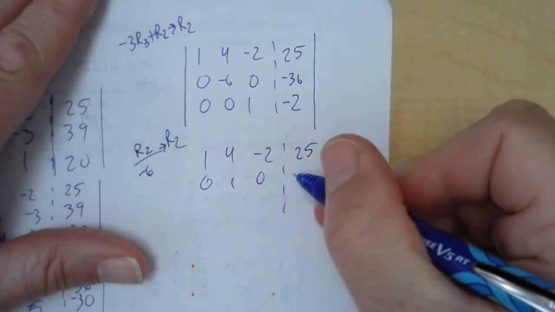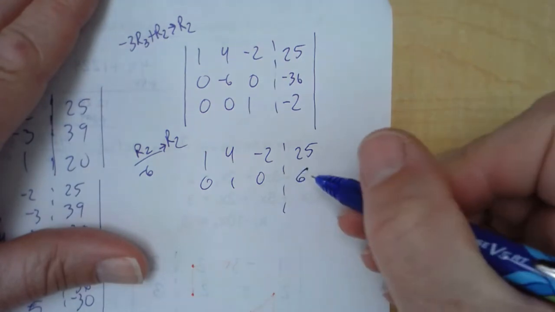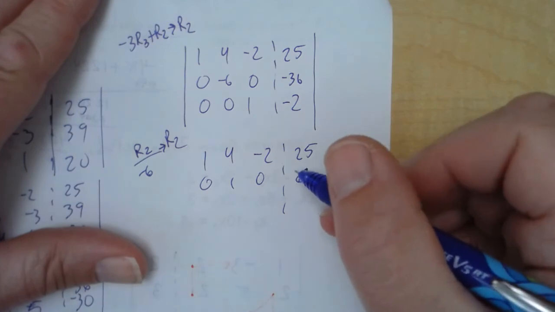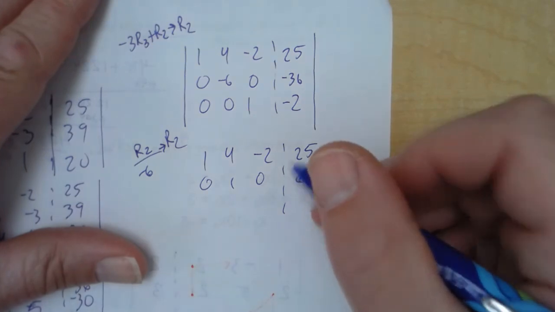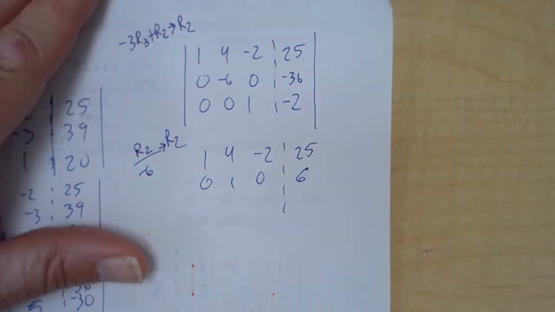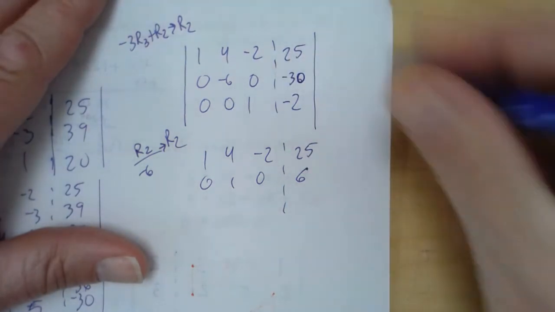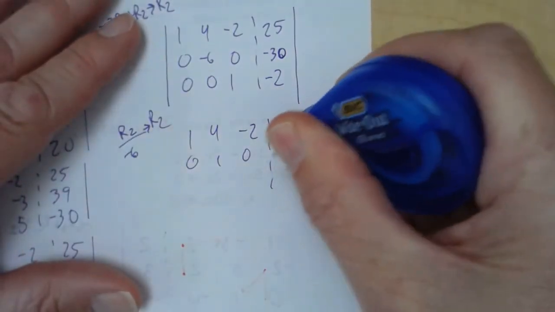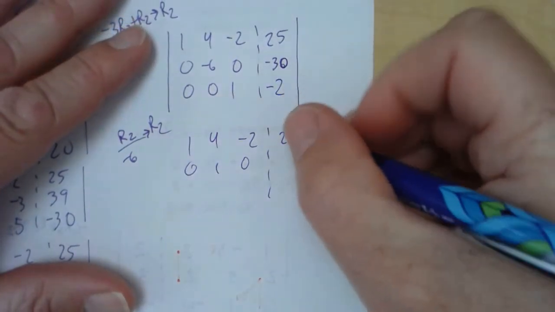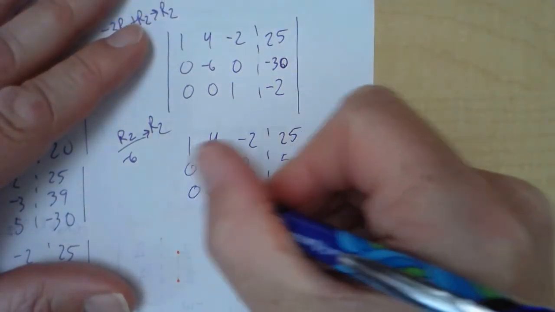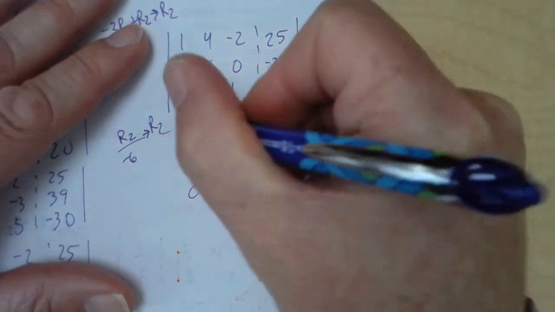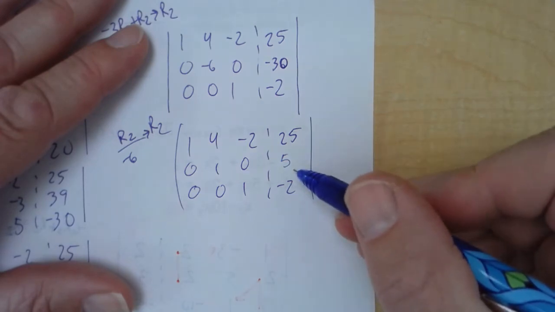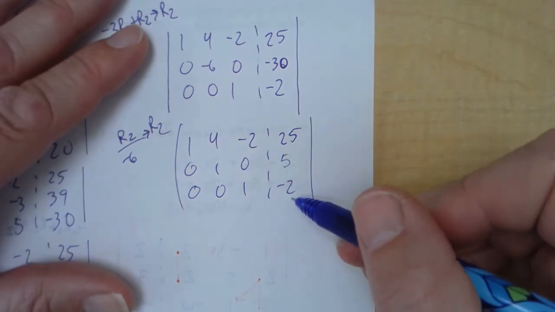0, 1, 0, 6. It's not 6. It's 30, not 36. I can't read my own writing. Which is 5. There we go. 0, 0, 1, negative 2. So x2 is 5, x1 is negative 2.